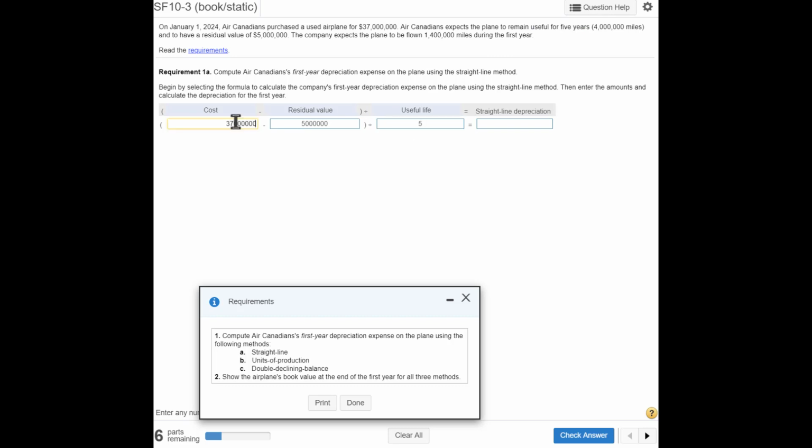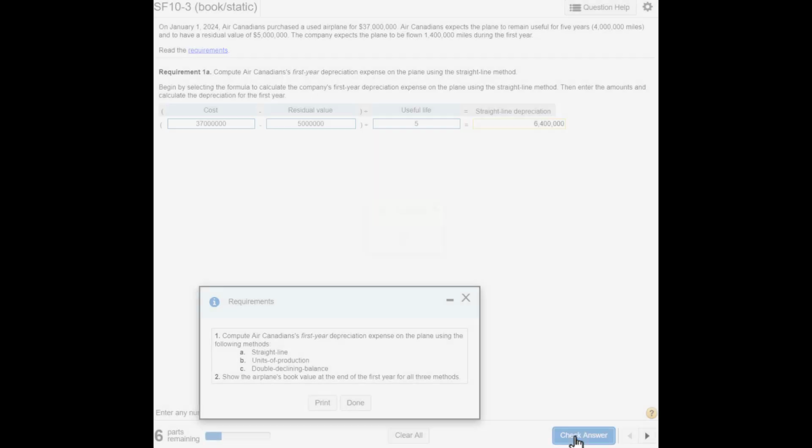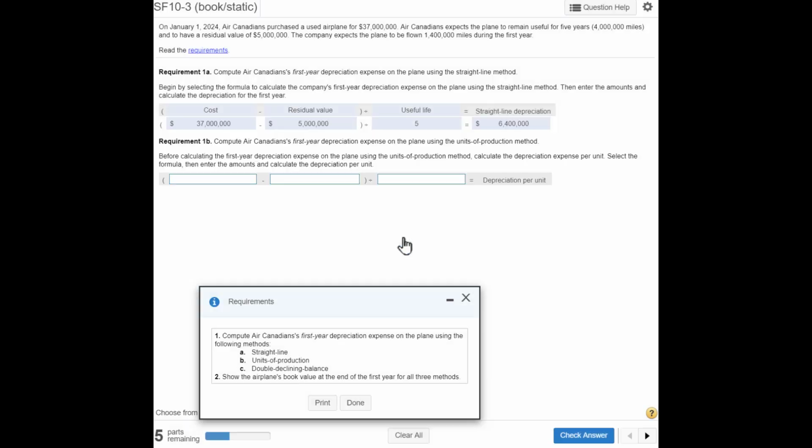So take 37 million, subtract 5 million, divide by 5 years. You get 6 million. I'll put the commas in there for you this time. $6,400,000 of depreciation in the first year, and for every year for straight line. Excellent.